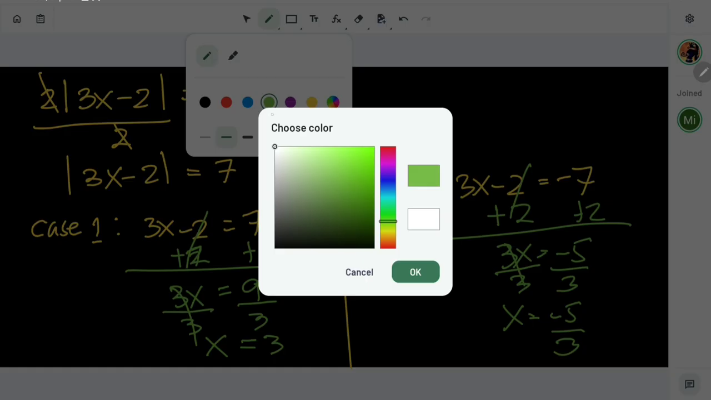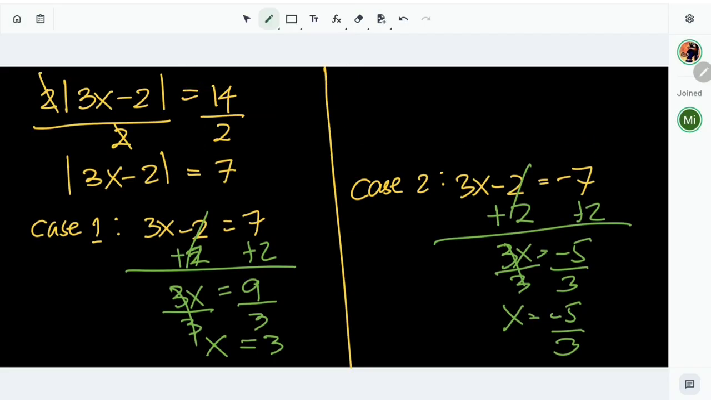Okay, so those are the values of x, but we need to check the answers for extraneous solutions. Extraneous meaning that the value of x doesn't satisfy the equation. So if you plug in that value of x in the original equation, the left side would not be equal to the right side if that solution is extraneous.